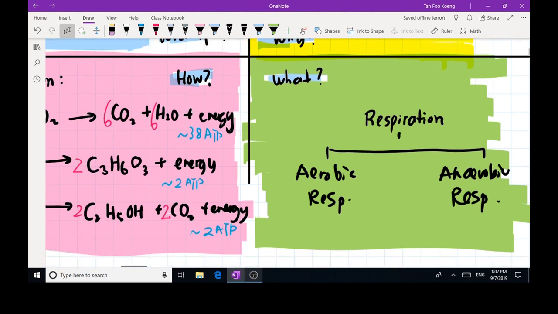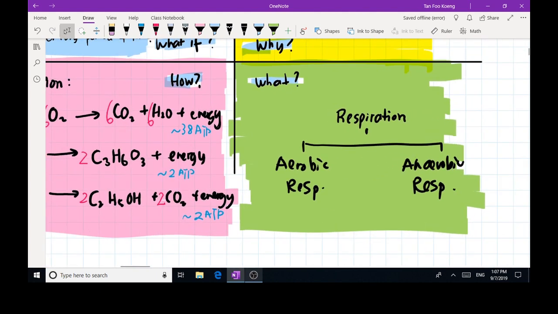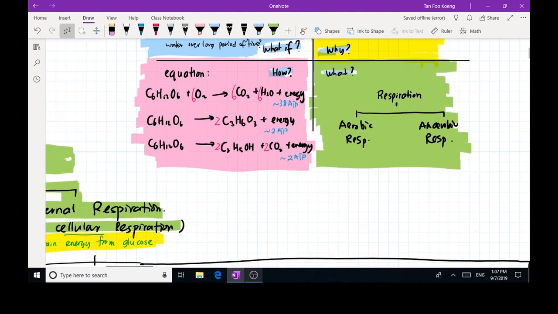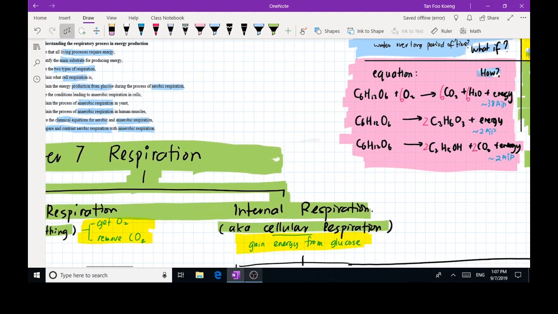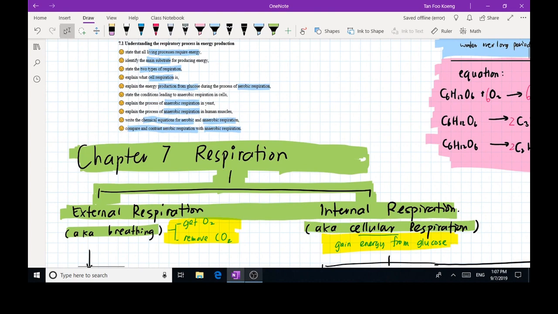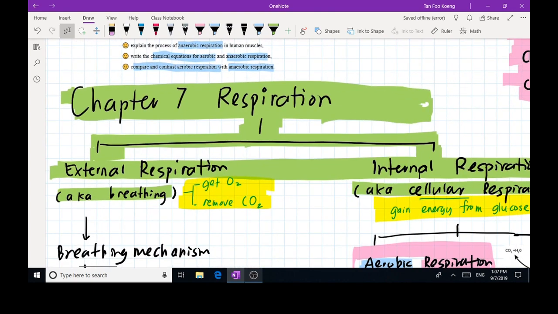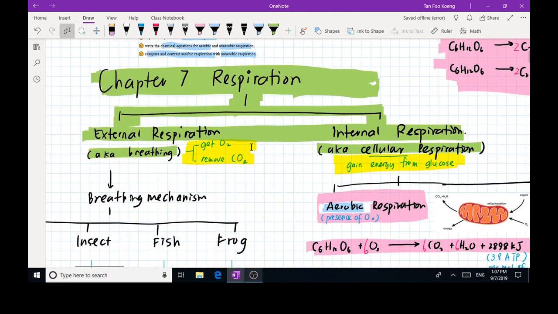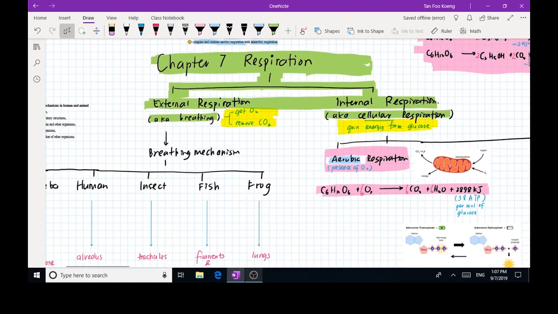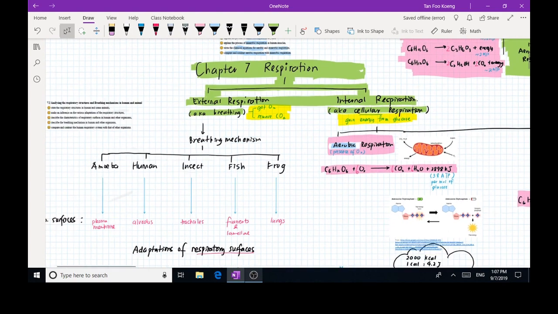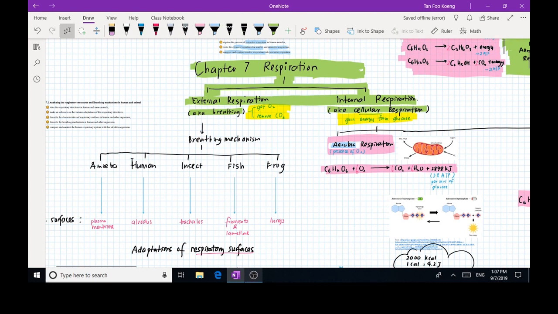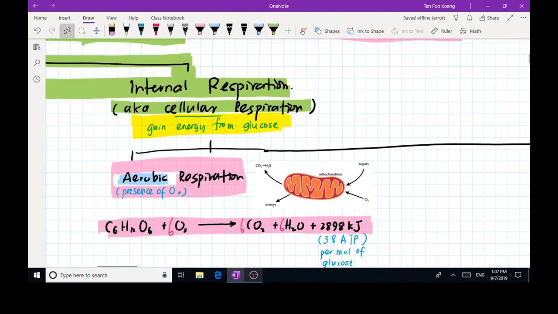Now, the next phase is what phase? So what is respiration? Let's recall again. There are two types of respiration: external respiration and internal respiration. In our syllabus, we are going to look at external respiration, for example, the breathing mechanisms of human beings, insects, fish, frogs, as well as amoeba. How do they breathe, how do they get oxygen, and how do they remove carbon dioxide from their body? Whereas in internal respiration, we are going to look at how it happens inside a cell at the cellular level.